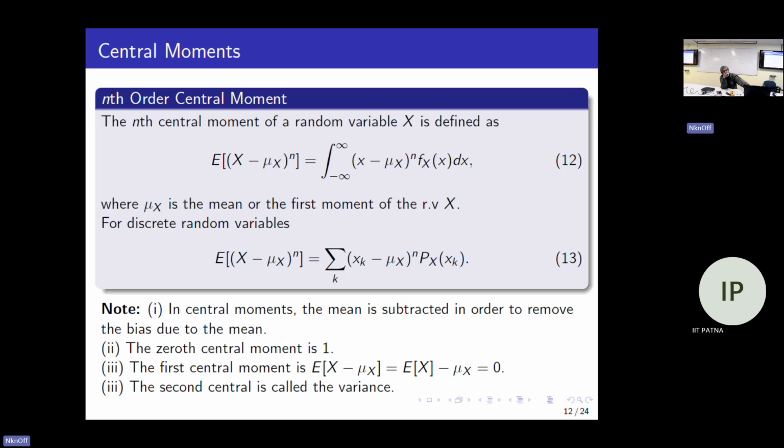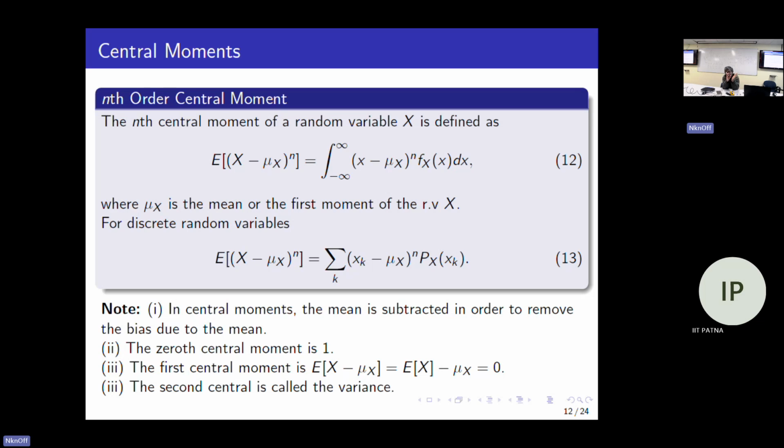And then (x minus mu) to the power n. N we will fix, either it is first order, second order, or something. If it is second, n is 0 means 1. And if n is 1, that means x minus mu x, which is mu x, so it will be 0. And it is second order moment, we have some meaning, which is variance, E of (x minus mu x) square, which is variance.